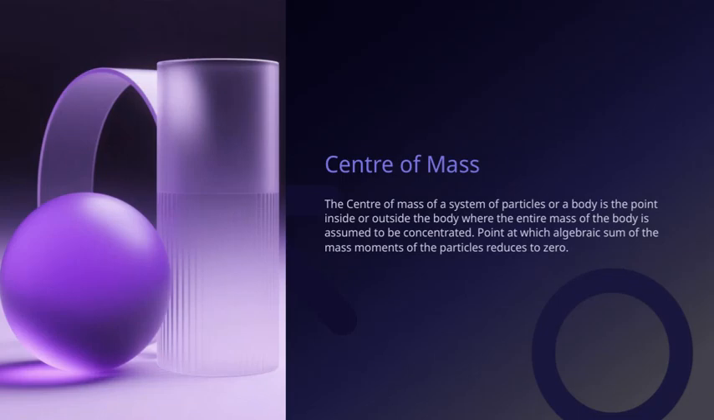The center of mass of a system of particles or a body is essentially the point inside or outside the body where we can imagine all the mass being concentrated. It's like a balance point, where the entire mass behaves as if it were concentrated at that single point. An important way to think about this is that at the center of mass, the algebraic sum of the moments of all the particles, meaning their masses times their distances from this point, adds up to 0.